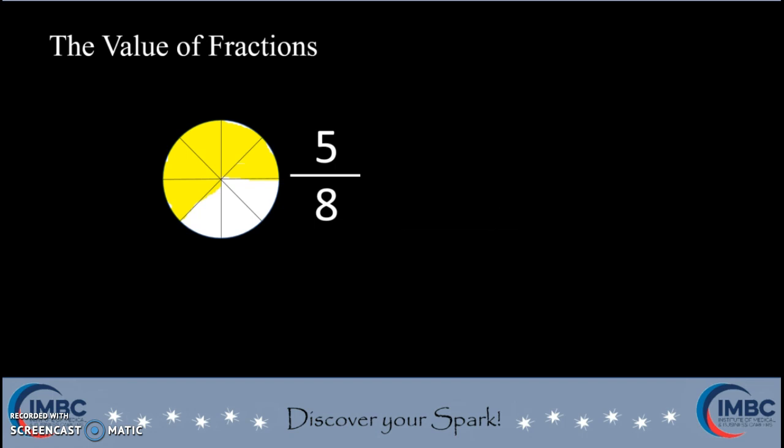5/8. The denominator is the bottom number of a fraction. It states into how many parts the whole unit is divided. So this circle is divided into 8 parts. The numerator is the top number of a fraction. It states how many parts are concerned. So we have 5 parts that are in question.